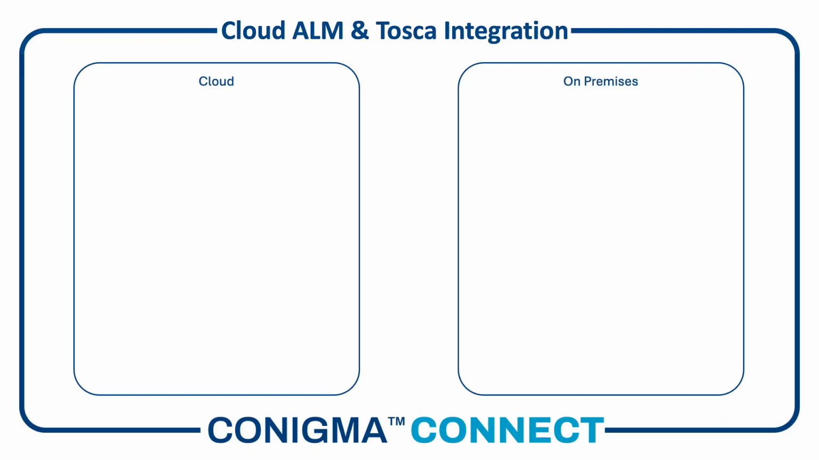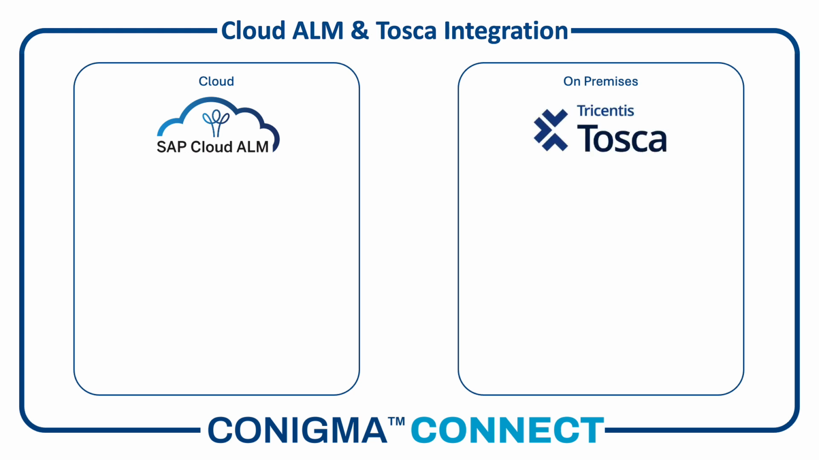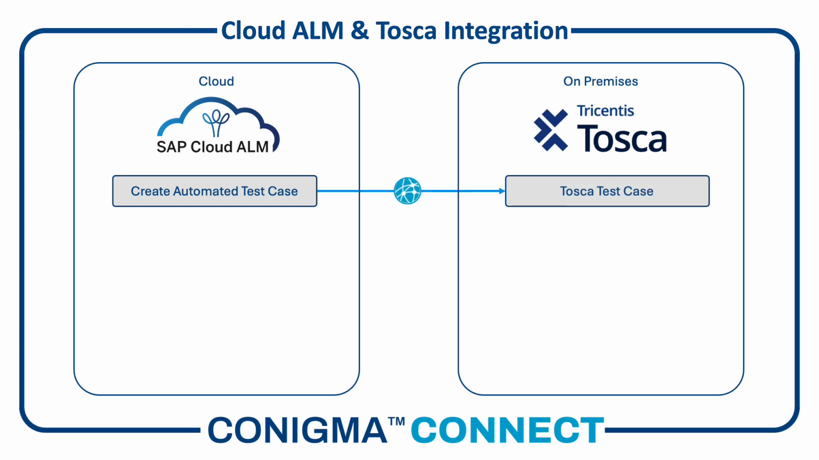In this Conigma Connect use case, we'll address the seamless integration of SAP Cloud ALM with Tricentis Tosca On-Prem, also known as SAP Enterprise Continuous Testing or SAP ECT. When a test manager creates an automation test case for a business process in Cloud ALM, Conigma Connect automatically creates the corresponding test case object in Tosca.